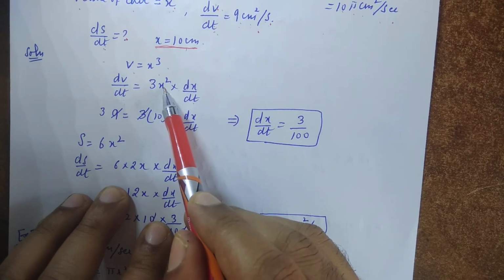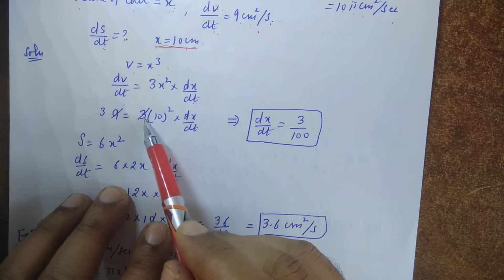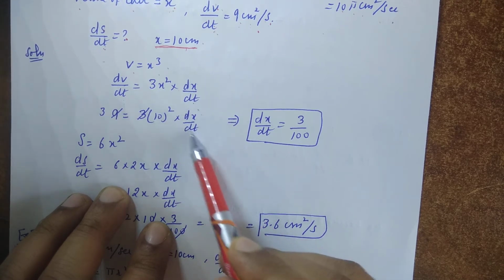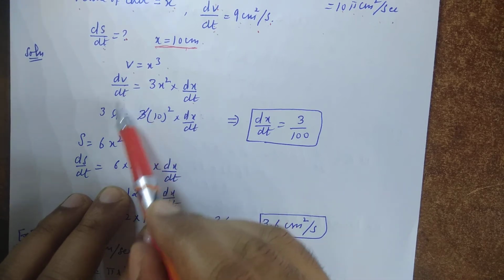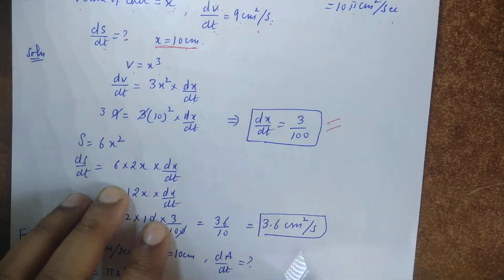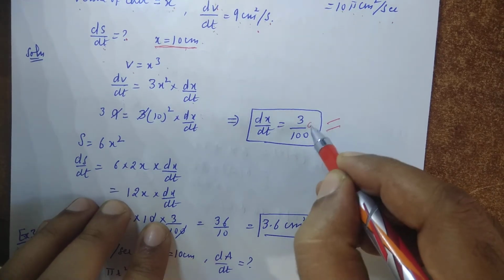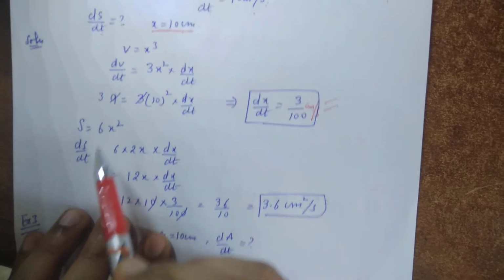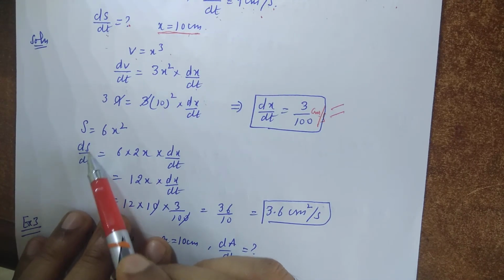Now the value of x is given 10. I have substituted 10 in place of x. This is 3 times 10 square. The value of dx over dt, this we have to find out, because dV by dt is given as 9. So the value of dx by dt is 3 over 100 centimeter per second.